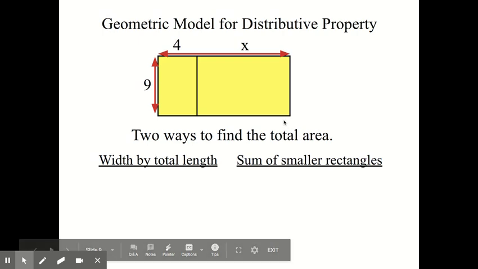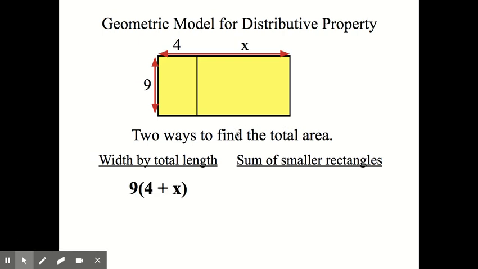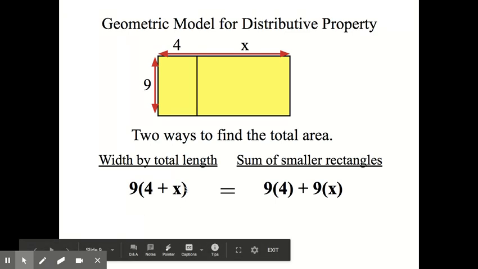Looking at it with variables, we apply the same idea. The area of the whole thing would be 9 times 4 plus x, because that's how long this is. Or we could see it as two smaller rectangles, where this is 9 times 4. That's the area of this. And then the area of this would be 9 times x. They are the same. So the whole rectangle is with parentheses. The individual rectangles are them distributed and then adding.